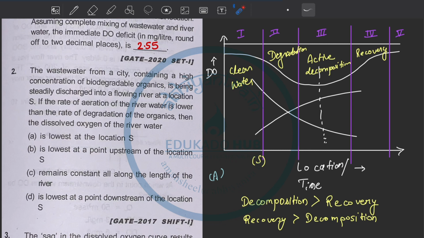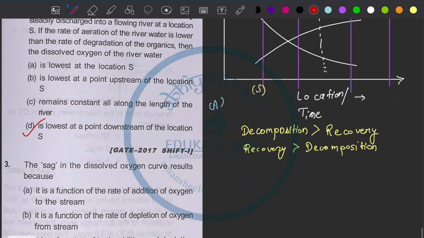It will reach a minimum value when the two rates are equal. This decomposition will be equal to recovery. That will be the minimum value. And after that, again the reoxygenation will be greater than decomposition or deoxygenation. So the option which will be correct is option D, lowest at the point downstream of the location S. From this theory only, the next question will also be solved.